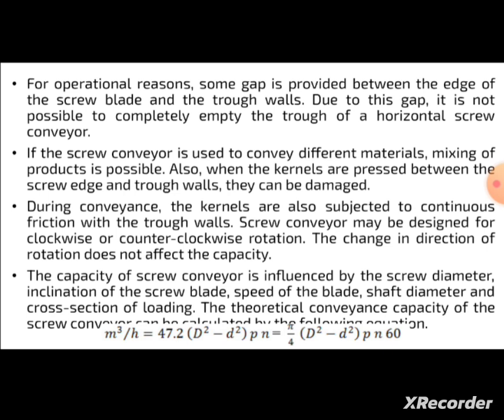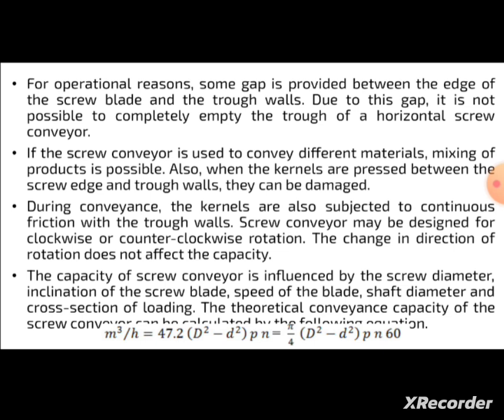So during conveyance the kernels are also subjected to continuous friction with these tough walls. These screw conveyors may be designed for clockwise or anti-clockwise rotation. The change in direction of rotation doesn't affect the capacity.